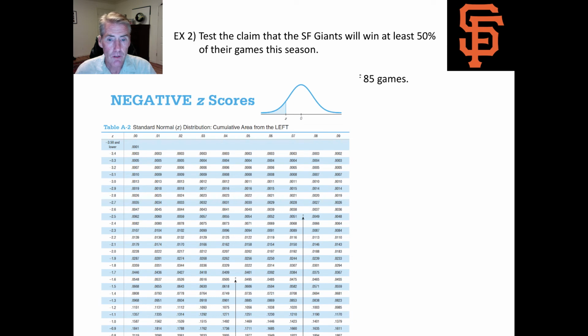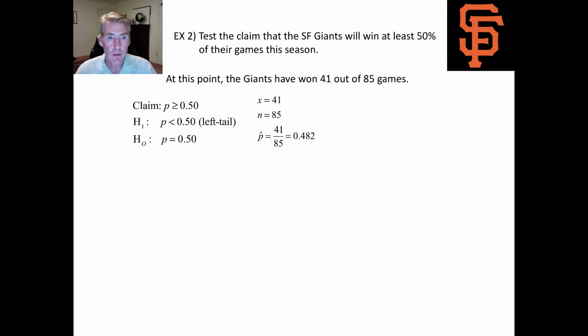So first of all, look up the critical value. And let me back up a second. Notice in this one, I just said test the claim. I didn't say what level of confidence to use. So whenever that is left out, then use 95% as a default. So we'll be using 95%.